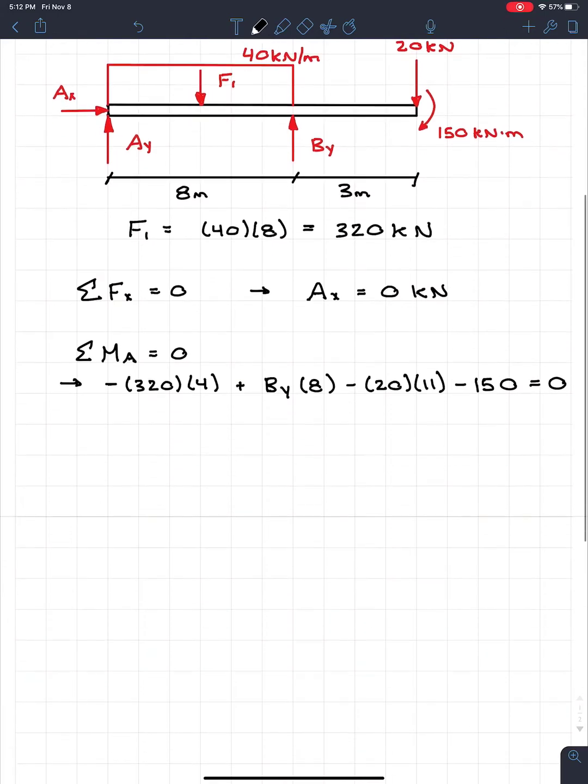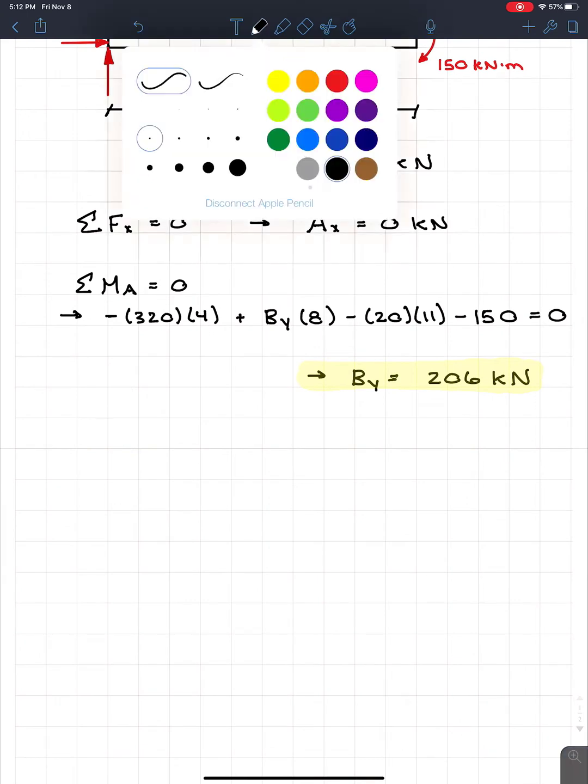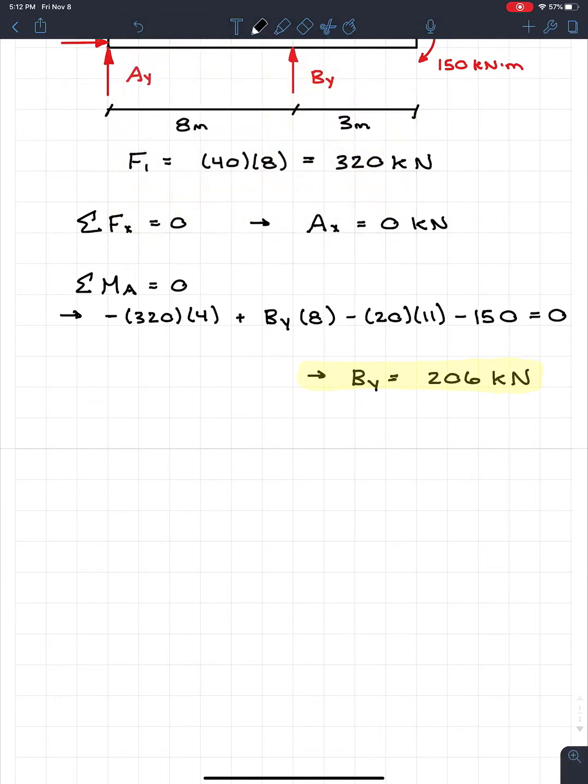So we can easily solve this, and what we find is that our BY is going to be equal to 206 kilonewtons. It had some decimals, but we're just going to get rid of the decimals. And again, I like to highlight this because we will need this in our moment diagram. So 206 kilonewtons.